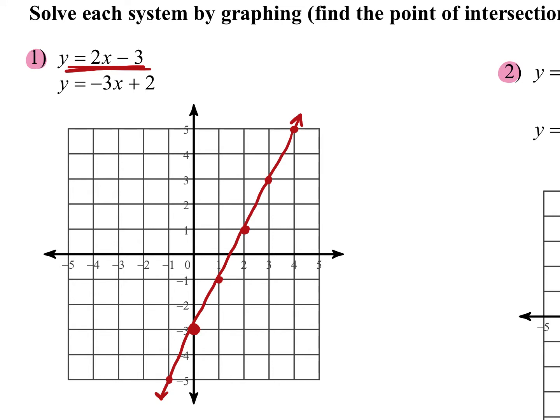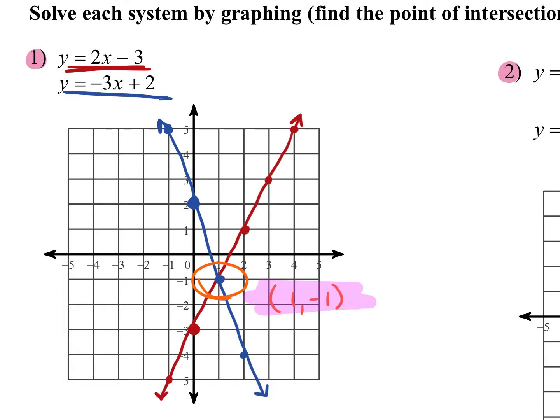For your second function, you have y is equal to negative 3x plus 2. So your 2 is your y-intercept at 0, 2. Plot that point first. From there, you're going to go down 3 to the right 1, down 3 to the right 1, or up 3 and to the left 1. From here, you draw your line through the points. You see that the intersection point is right here, so that ordered pair, which is 1, negative 1, is your answer.